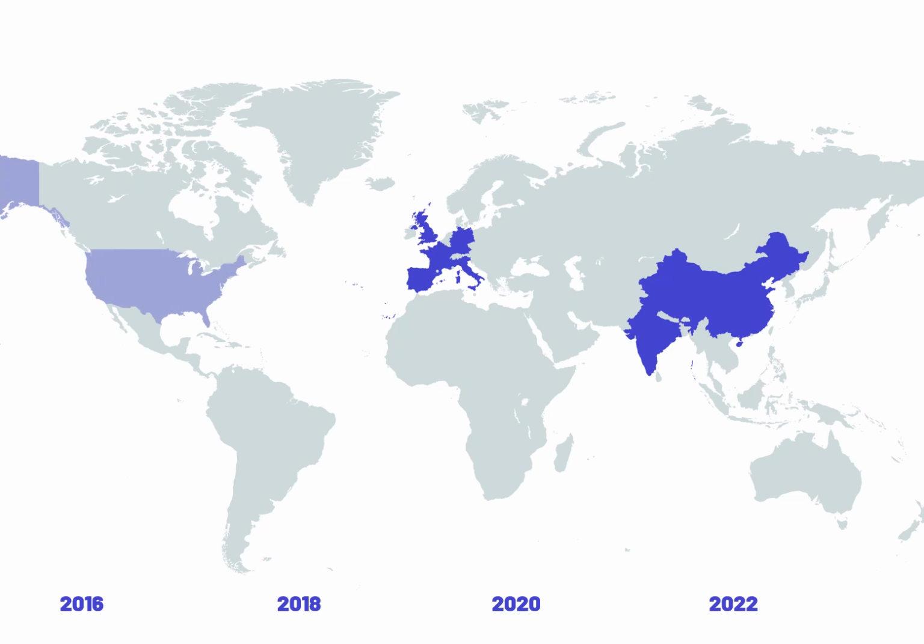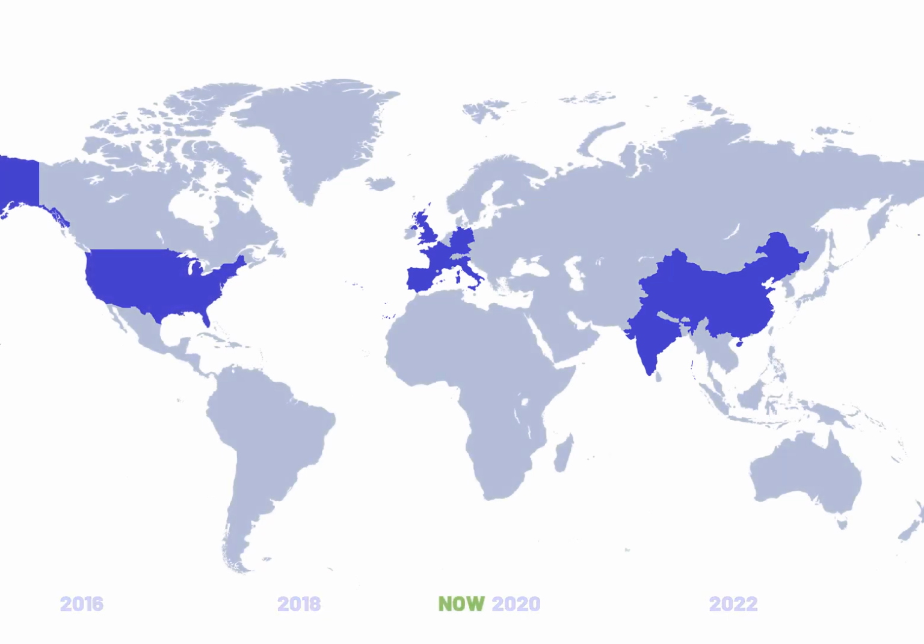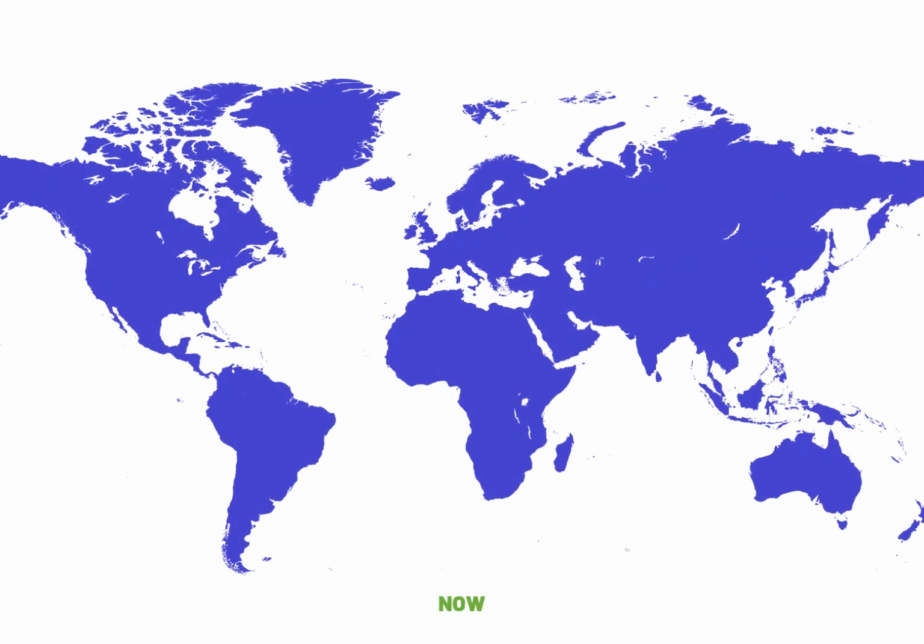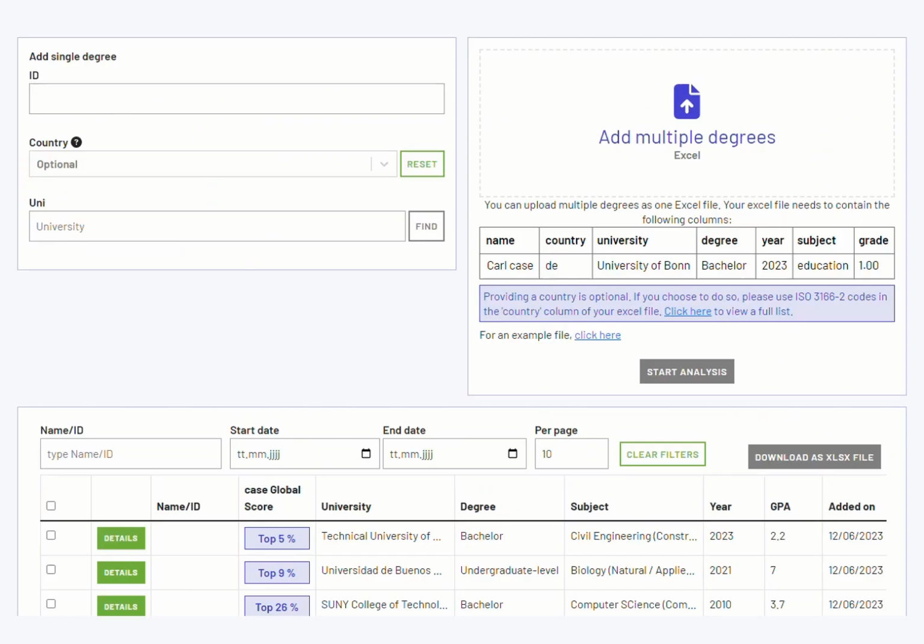And this week we managed to reach a global coverage, which means we have global data and we can compare university degrees from all around the world, taking into account all the different grading systems, all different grading standards, different performance of students at different universities in different subject fields. And I just want to give you a super quick demo of how that works.